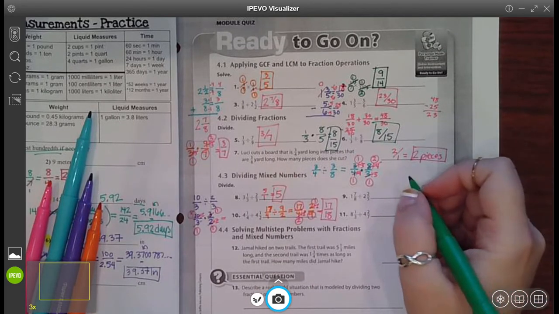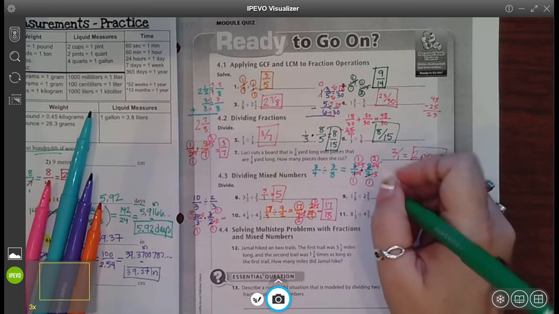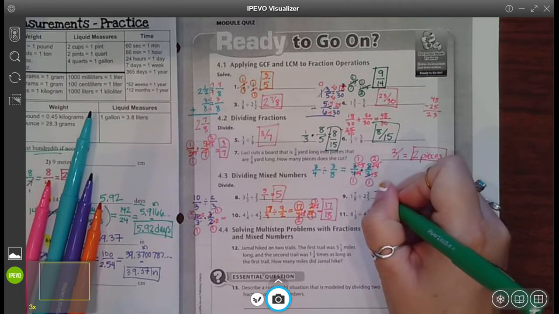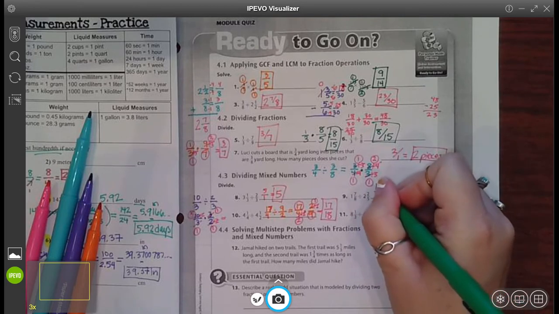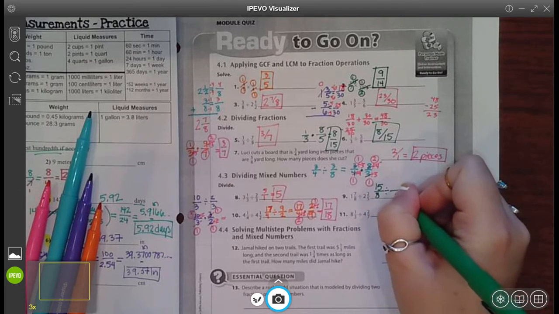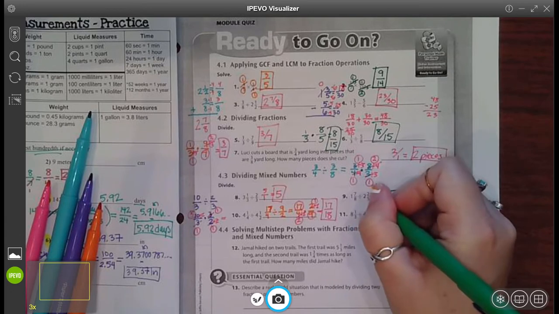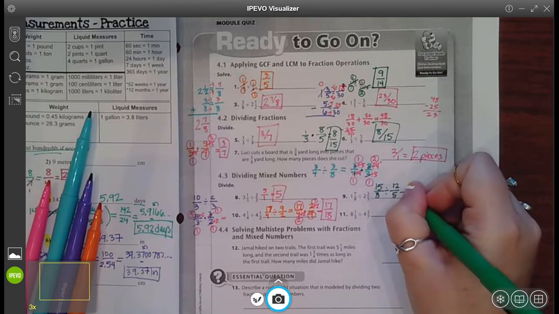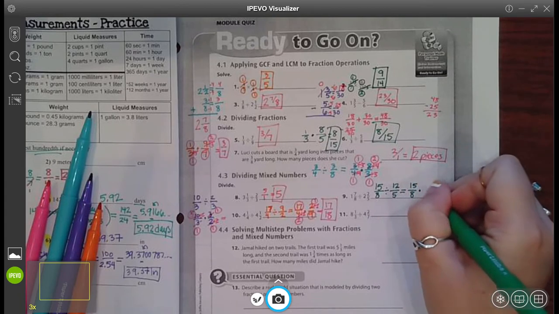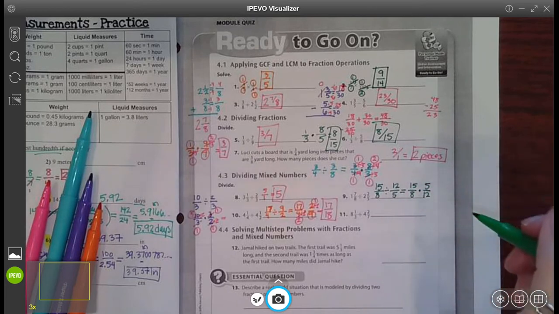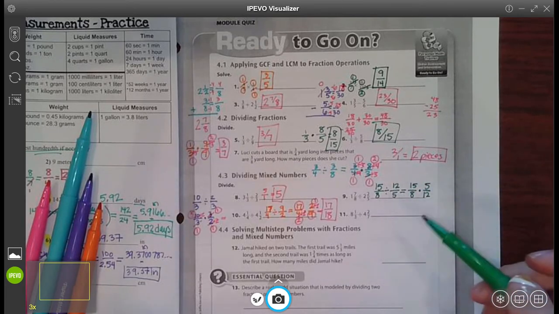Okay, for the next one, first of all, I need to change it to an improper fraction. So 8 times 1 is 8, plus 7 is 15, divided by 5 times 2 is 10, plus 2 is 12. And then we're dividing, so keep, change, flip. Remember, you only do keep, change, flip when you're dividing. If it's multiplication, you just jump straight in.